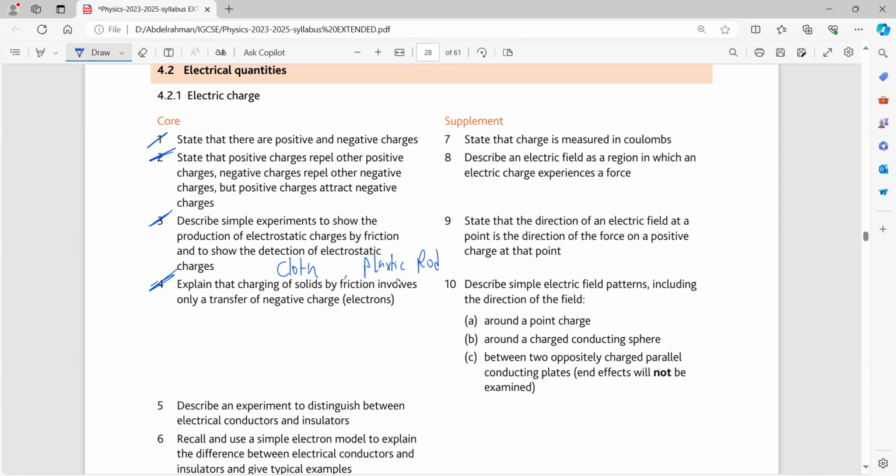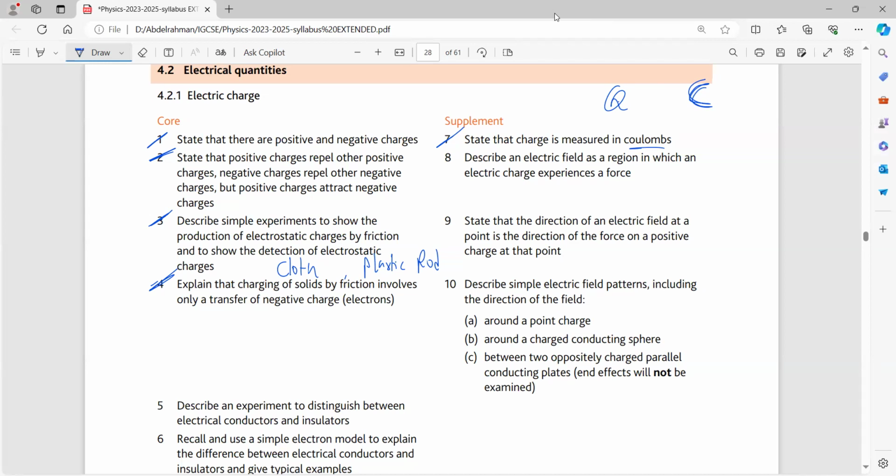We need to state that charge is measured in coulombs. Q is the symbol for the charge, and the unit of the charge is C, or coulomb. For example, I equals Q over T. Q is the charge, but whenever I measure the charges, 30 coulombs, for example, then I write 30 C.